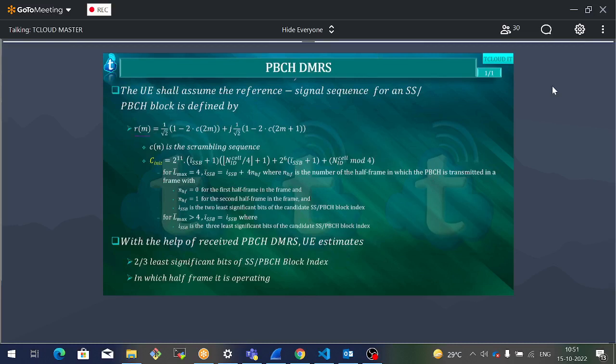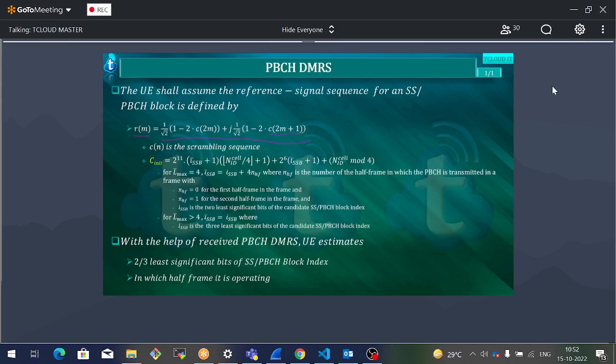The reference signal equation for DMRS is this: 1 by square root of 2, (1 minus 2 times C of 2m plus 1), plus j times 1 by square root of 2, (1 minus 2 times C of 2m plus 1). I will try to break this down at multiple levels and explain what's going on here.